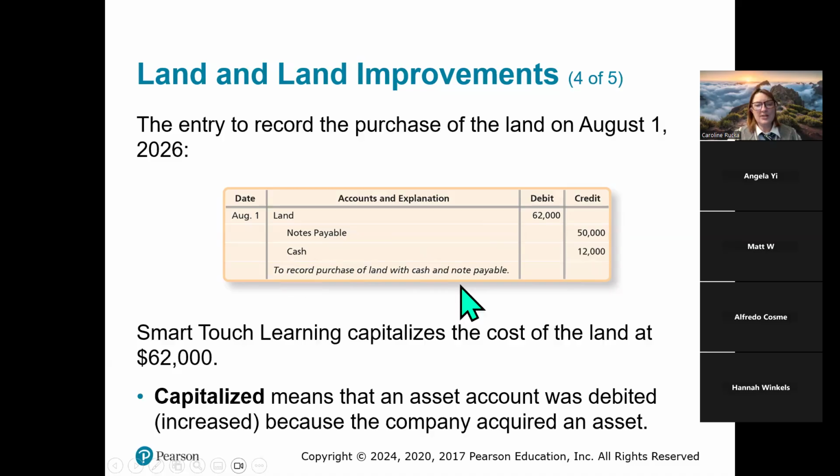So this is the journal entry for that. Smart Touch Learning capitalizes the cost of the land at $62,000. That just means that it goes on our books at $62,000. Okay.